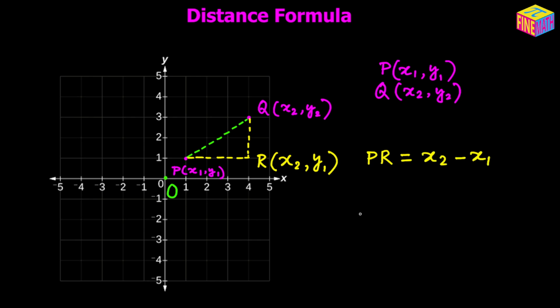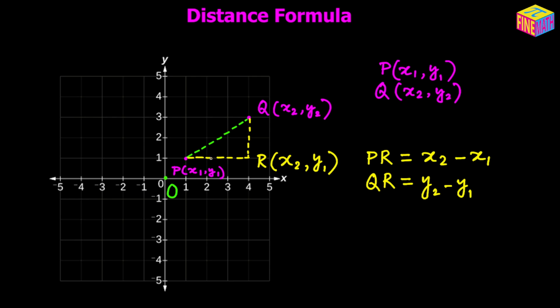And then let's think about QR also. What is the distance between Q and R? Well, it will be the difference in the y coordinates of Q and R, because Q is at y sub 2 distance from the x-axis and R is at y sub 1 distance from the x-axis. So the distance between Q and R would be y sub 2 minus y sub 1. So now we have the distance between PR and RQ.